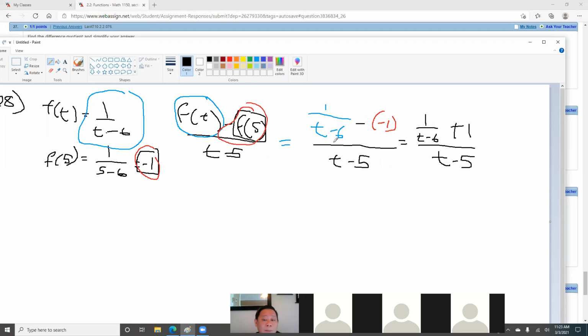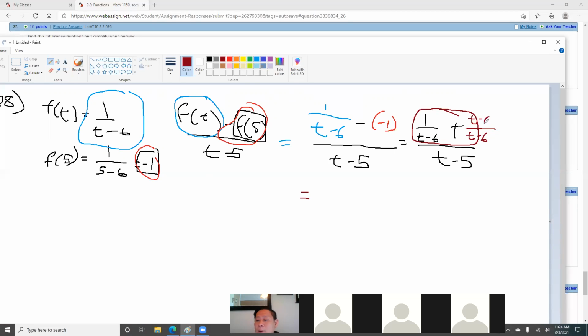So f(t) is 1 over t minus 6, and then minus f(5), which is -1, all over t minus 5. We have to simplify this. You have to change this into a fraction. So first you have to add this. In order for you to add this, you can change this one into any number you want as long as the top and the bottom are the same. So for me, I will change this to become t minus 6.